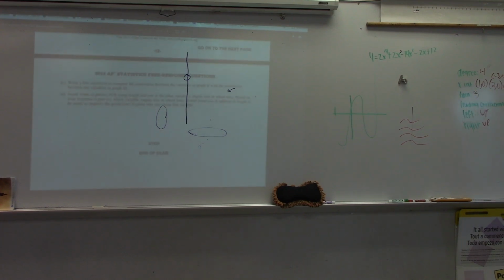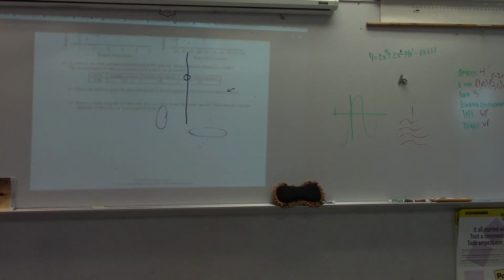C, write a few sentences to compare the association between the variables in graph 2 with the association between the variables in graph 3. And this is where it's key that we recognize what type of graphs we have in graph 2 and 3. Bryson? Scatterplot. Do we? Look again. They're what, Aaliyah? Residual plots. And that's important because we would need to approach them differently.